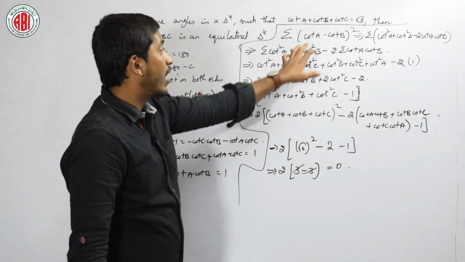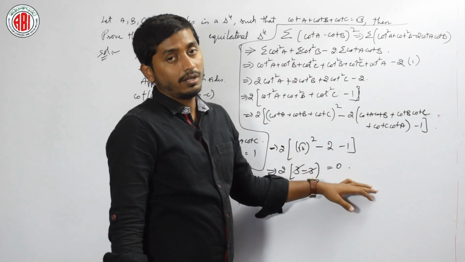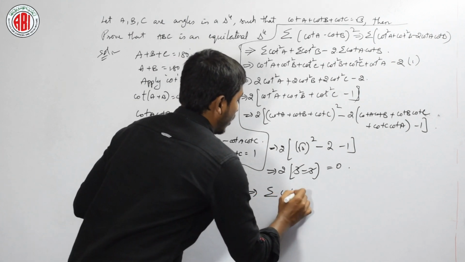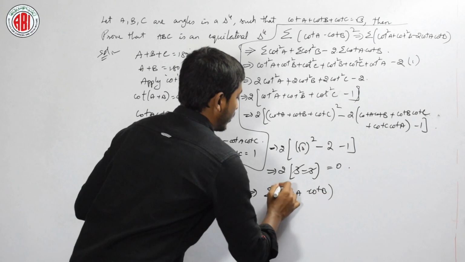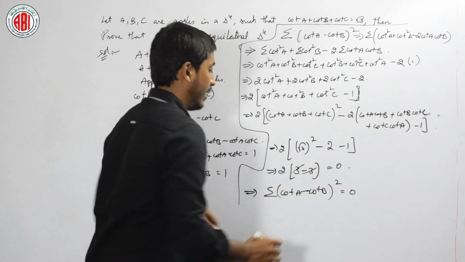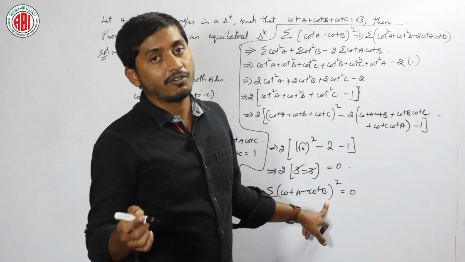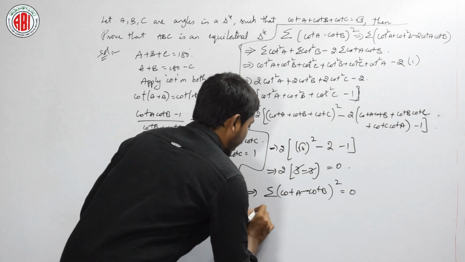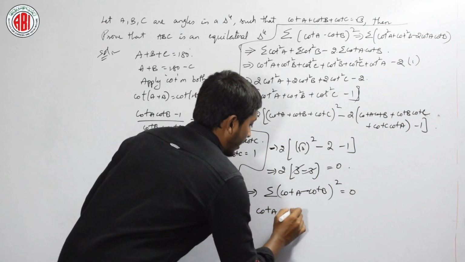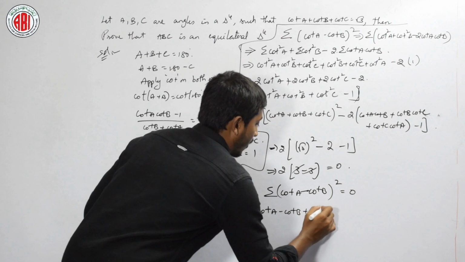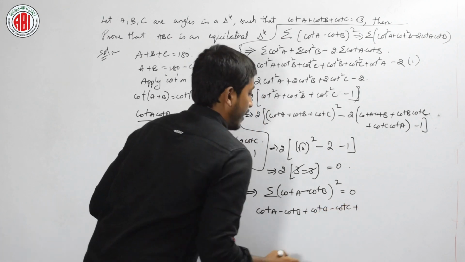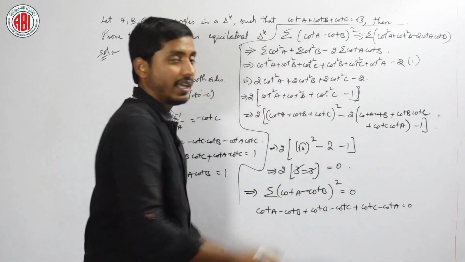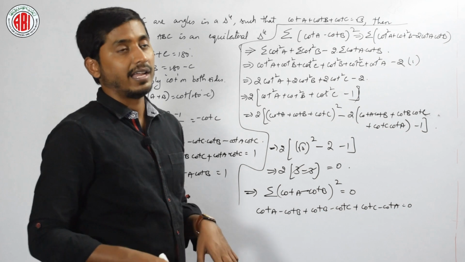That is, cot A minus cot B is equal to 0. When will that be equal to 0? Here, summation cot A minus cot B whole square is equal to 0 when cot A is equal to cot B, or cot B equal to cot C, or cot C equal to cot A. Is it clear? How do we get that? We can write it as cot A minus cot B plus cot B minus cot C plus cot C minus cot A is equal to 0. When will this be equal? When the values of A, B, C are all equal.